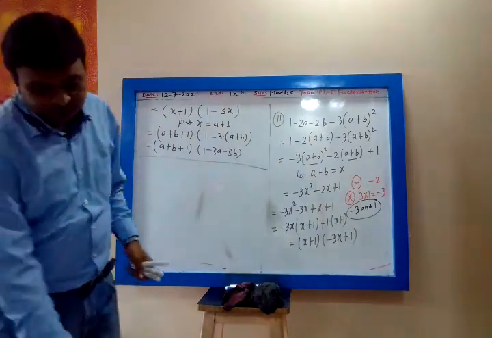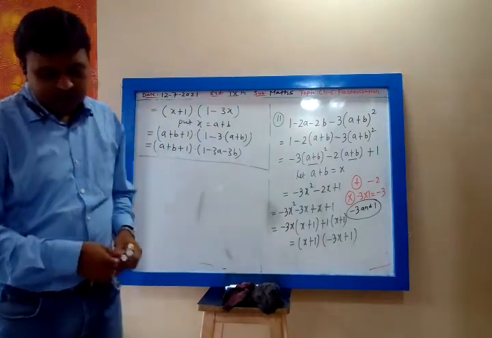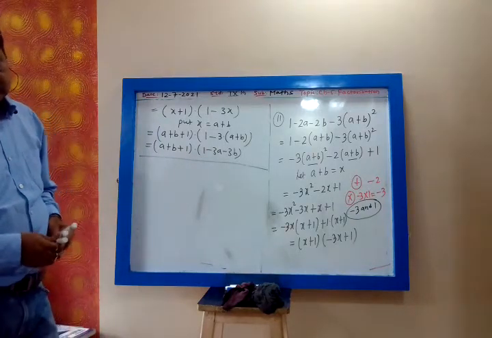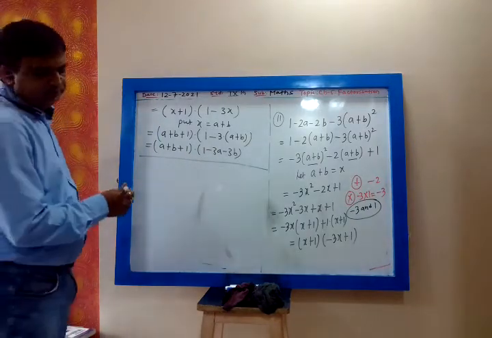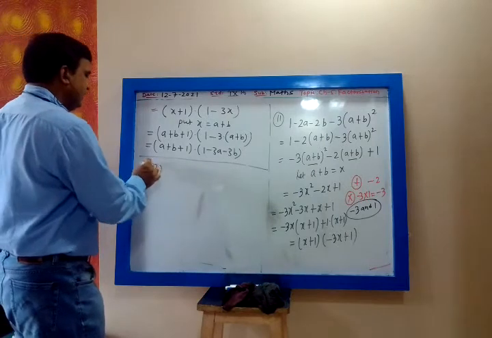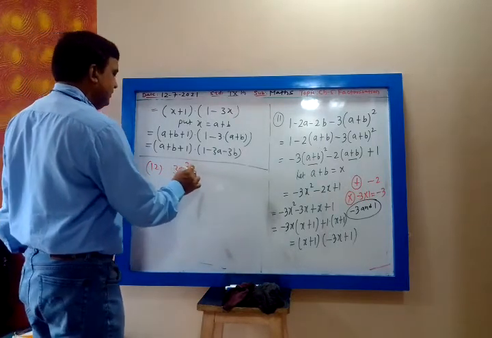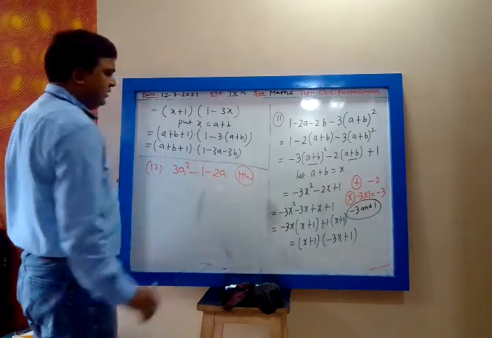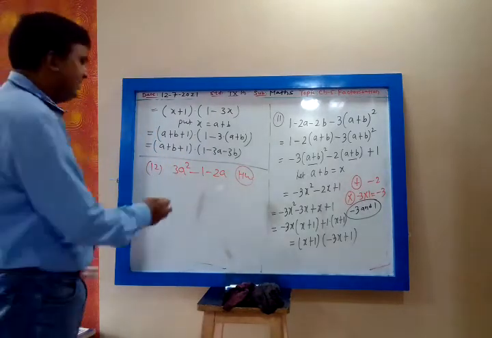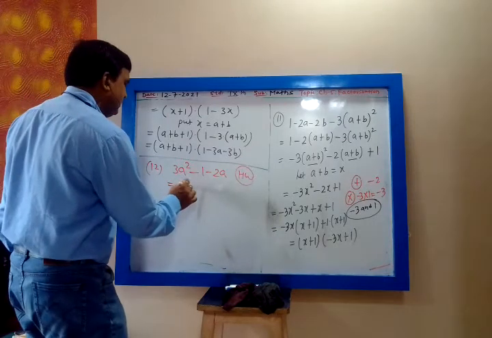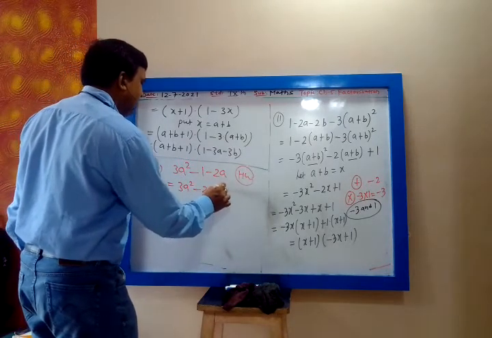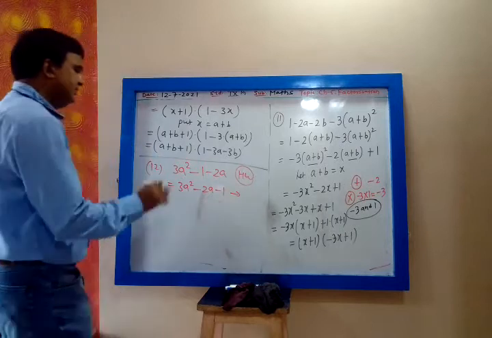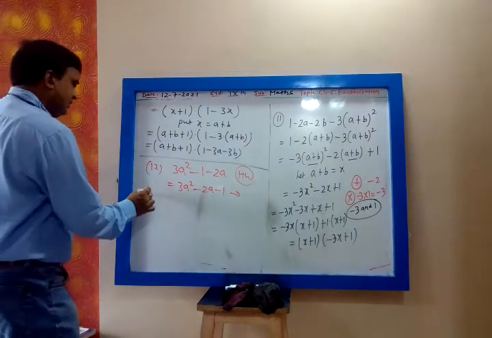Then 12, 3a square minus 1 minus 2a. This I am giving as homework. You rewrite this. Okay? You have to rewrite. This will be 3a square minus 2a minus 1, and then the further part will be homework.